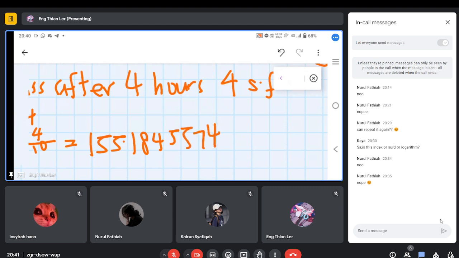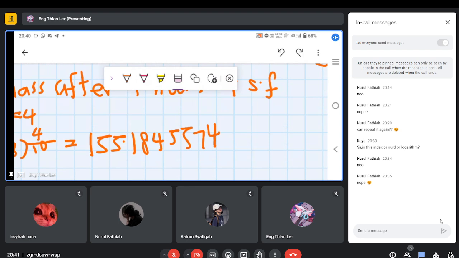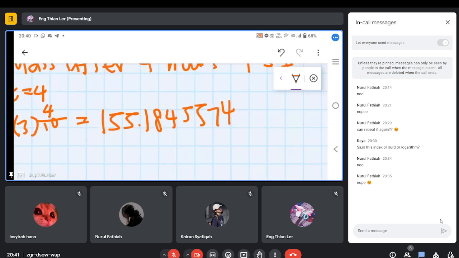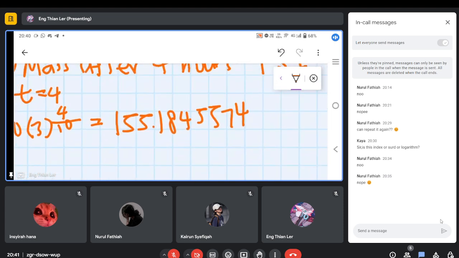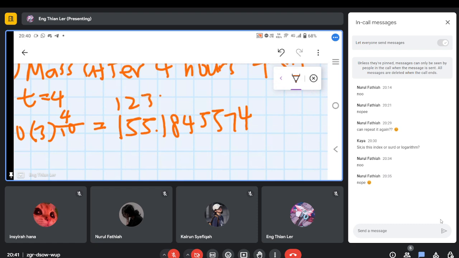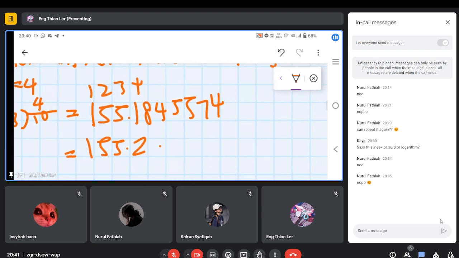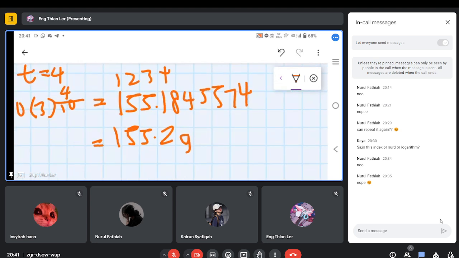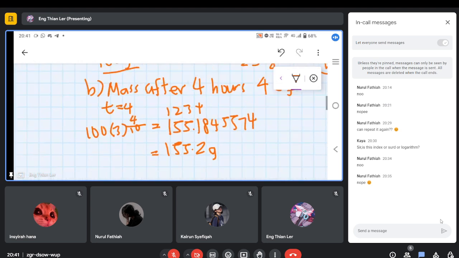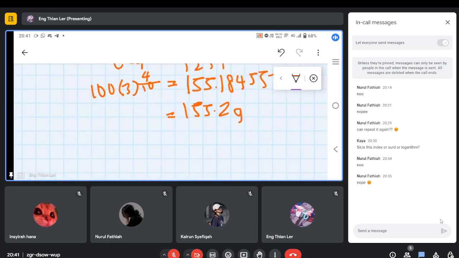But we need to correct it to 4 significant figures. So to correct it, we just count from the start. 1, 2, 3, 4. So we need to stop from here. The 8 is greater than 5, so this is corrected to 155.2 grams. So that's B. No problem, right? So let's continue to the C.